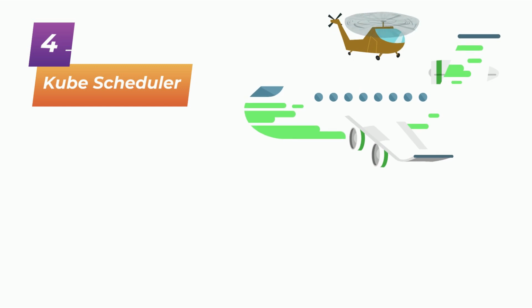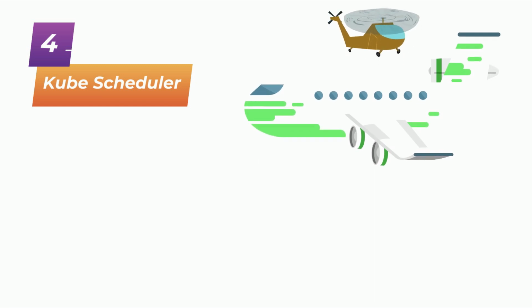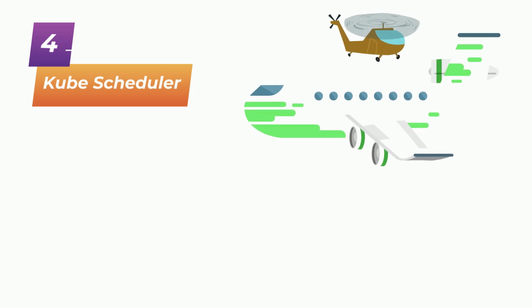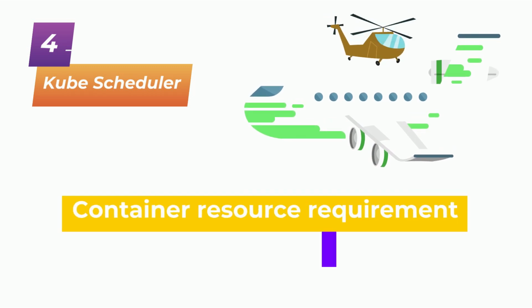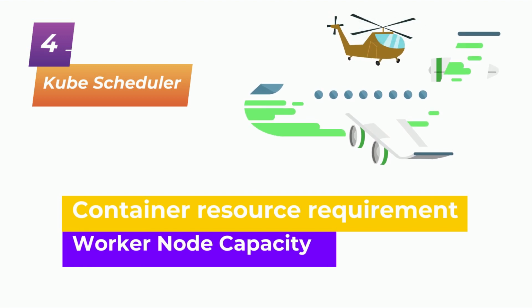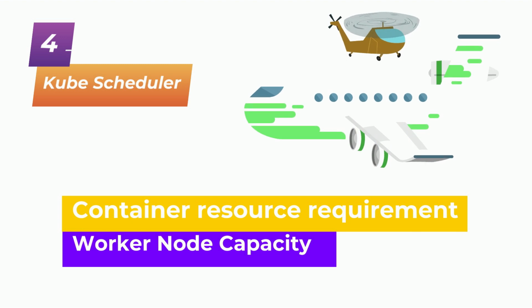Based on flight capacity, the luggage and the number of passengers are decided. A small carrier may have a small number of guests as compared to a large carrier. Similarly, the Kube Scheduler identifies the right node to place a container on, based on the container resource requirements, worker node capacity, or any other policies and constraints, such as taints and tolerations or node affinity rules.